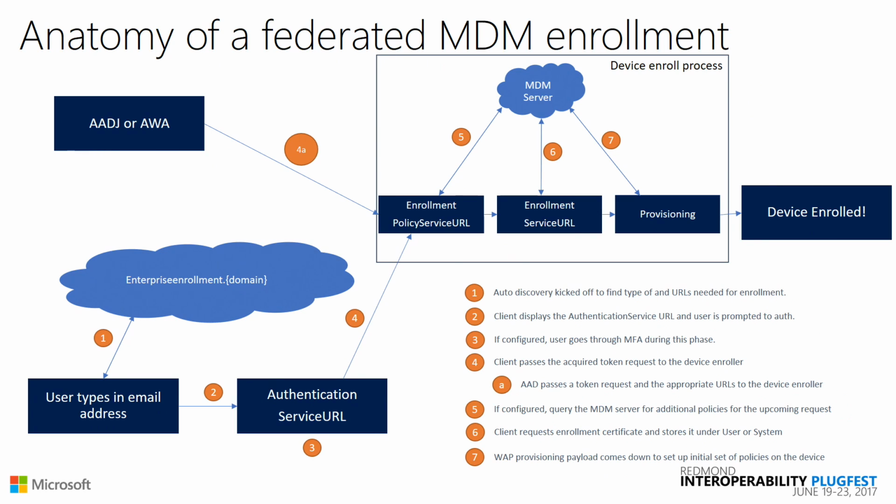Because in AAD, the URLs that discovery generally pushes down are hard-coded and configured in AAD previously. So what happens is, as a user, I type in my credentials, and instead of going through the discovery process, I authenticate against AAD, and AAD knows how to push down a specific token and to provide the specific URLs that the client needs to continue the MDM enrollment process.